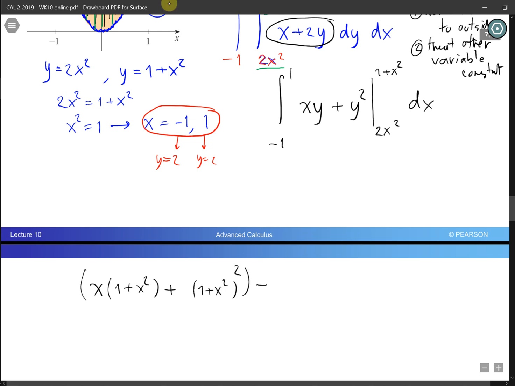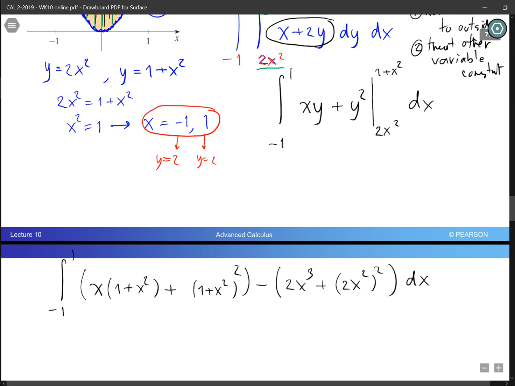Minus the other terms. 2x goes in. This becomes 2x squared, sorry, 2x squared goes in as y. Alright, so we have everything. Integrate from minus 1 to 1 with respect to x.